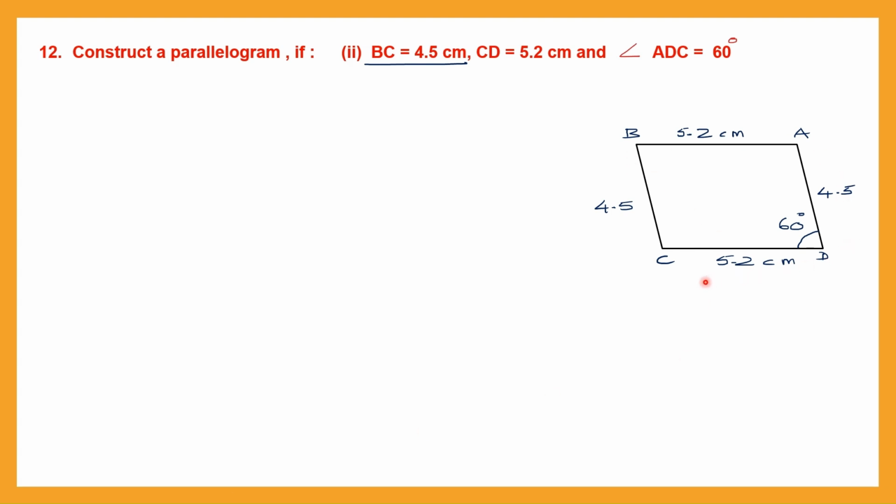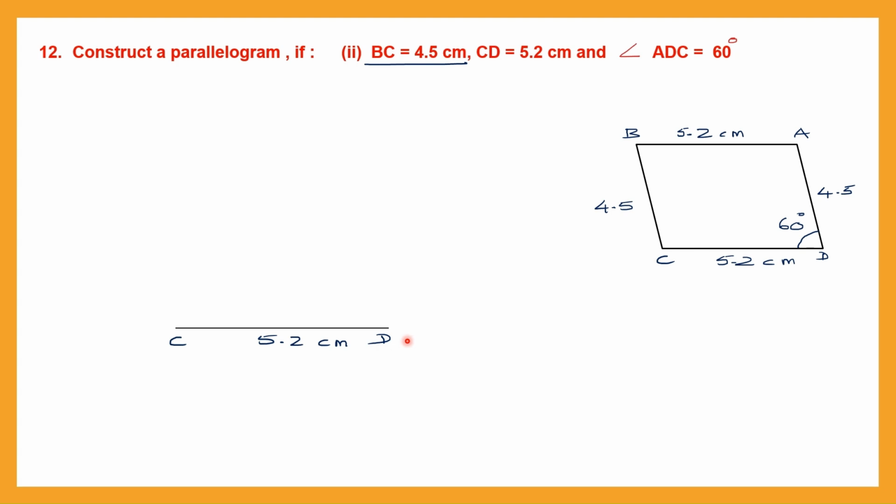Let's construct our parallelogram. So the first step is to construct the base CD, which is 5.2 centimeters. So with the help of your ruler, draw a line 5.2 centimeters, and we're going to name it CD, 5.2 centimeters. The next thing to do is to construct an angle of 60 degrees at point D. So here at point D, we're going to construct an angle of 60 degrees.